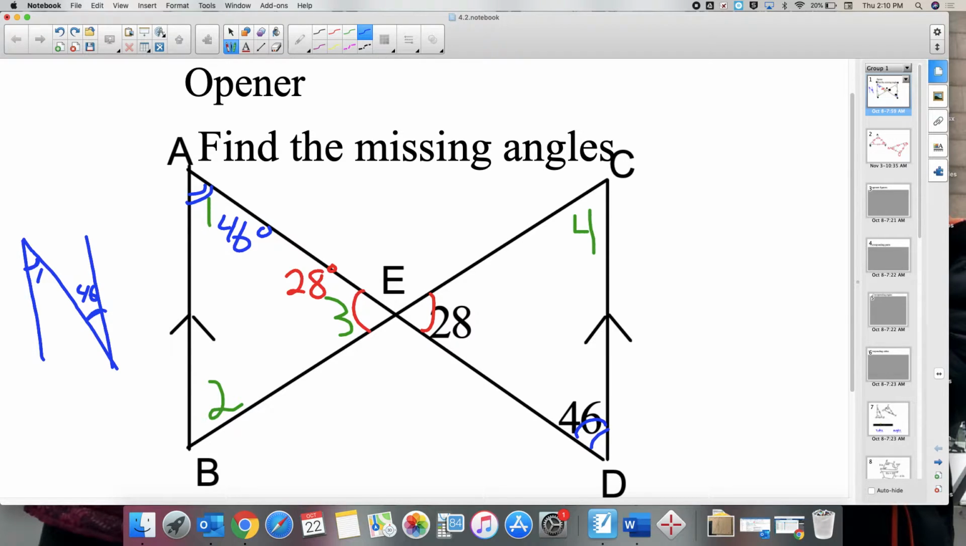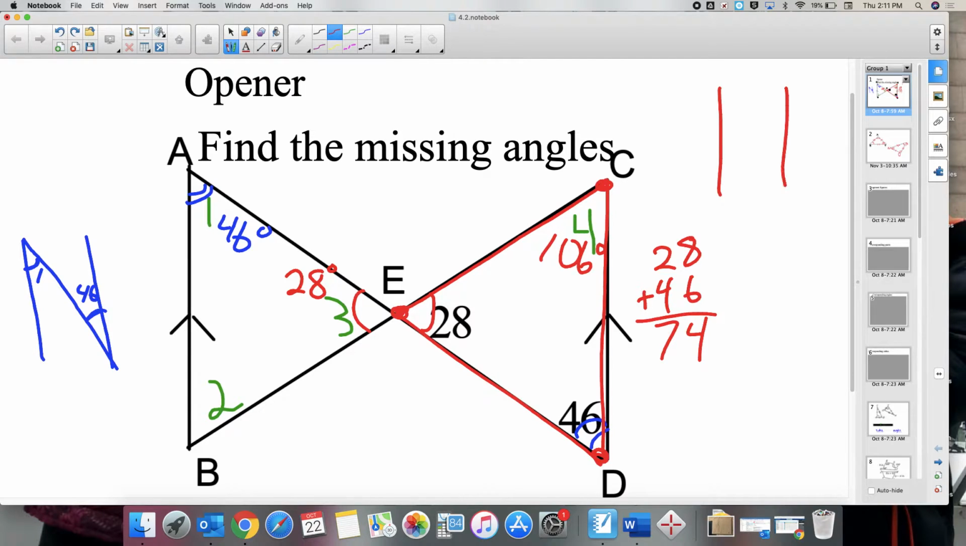Well, that leaves angles 2 and 4. As we talked about in 4.1, the three angles of a triangle have to add up to 180 degrees. So right now you have 28 and 46. 28 and 46 gives you 74, which tells me angle 4 is 106 degrees, because I had to get to my 180.